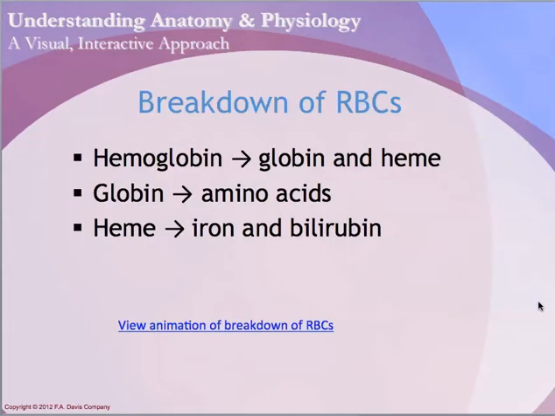So what happens after those 120 days, when the red blood cells are no longer of good use to us, is they're broken down into multiple things. Macrophages in the liver and spleen ingest and destroy old red blood cells. In the process, hemoglobin is broken into its 2 components, globin and heme. Globin is broken down into amino acids, which are reused to create energy or create new proteins. Heme is broken down into iron and bilirubin. The iron is used to create new hemoglobin, so we recycle it. And bilirubin is excreted into the intestines as part of bile.